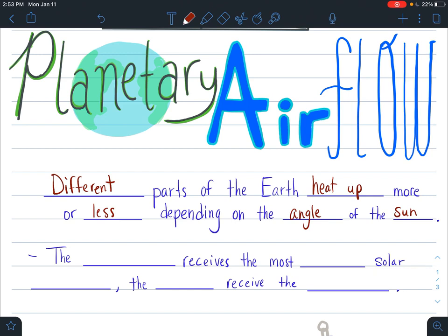What this means then is that the equator receives the most direct solar radiation. And since the Earth is a curved sphere, the poles are at a different angle in relation to the sun, meaning that they don't get direct sunlight. They receive the least direct sunlight.